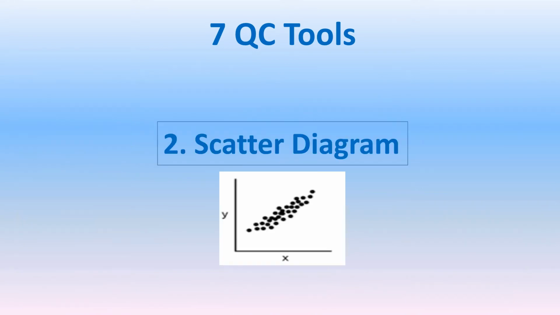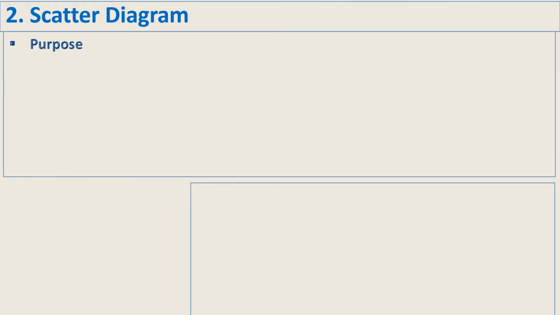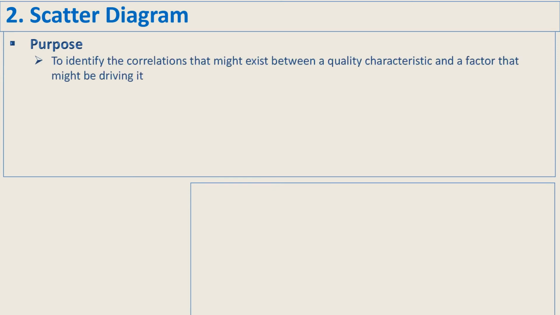7 QC tools. Tool number 2, scatter diagram. Let's study the scatter diagram. What is the purpose of a scatter diagram? To identify the correlationship that might exist between the quality characteristics and the factors that might be driving it.